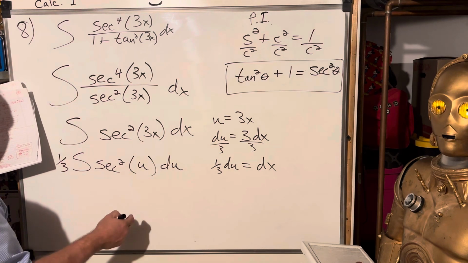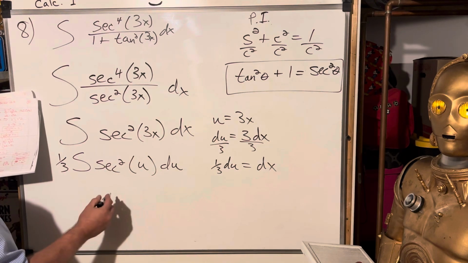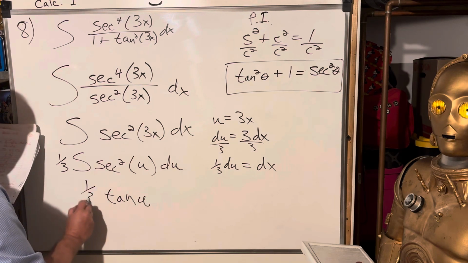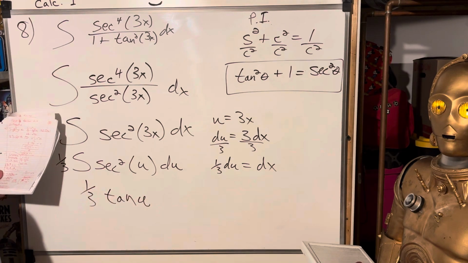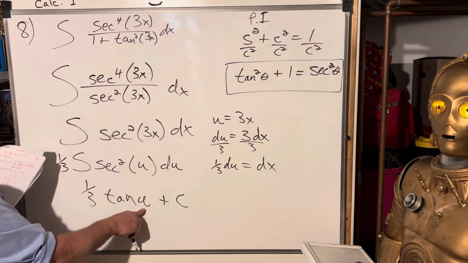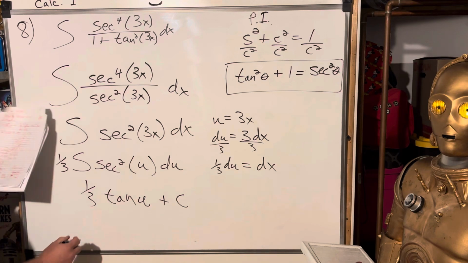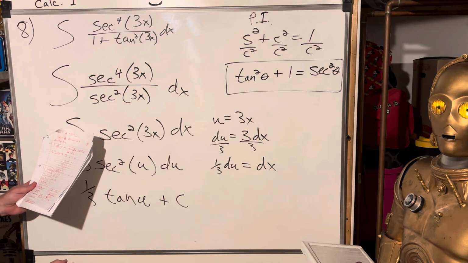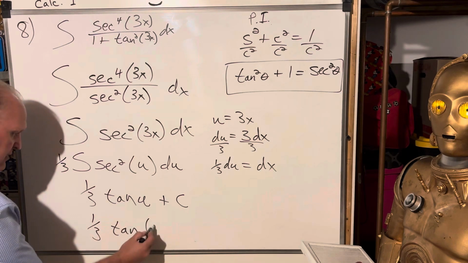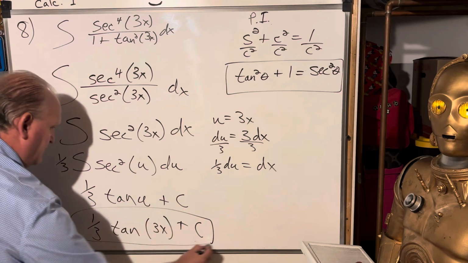What would I take the derivative of to get secant squared? That of course is tangent, right? We got the 1/3 still there. We got a little plus c here. Don't stop there. Remember what we did. We got to put that 3x back in. So we got 1/3 tangent of 3x plus c. Lovely.